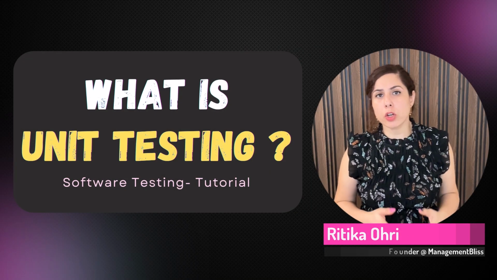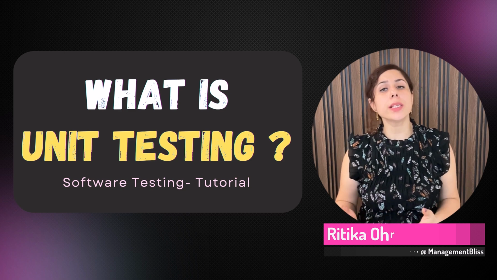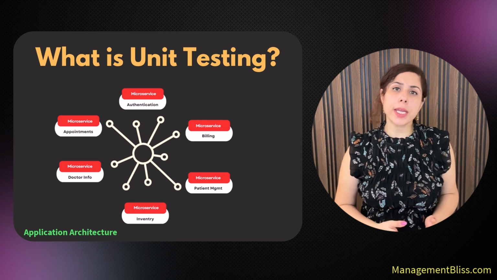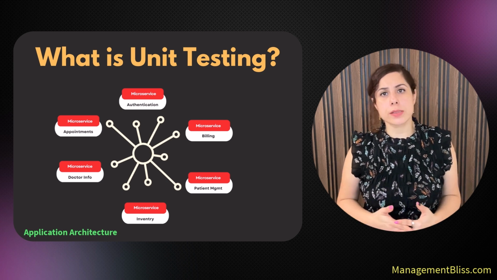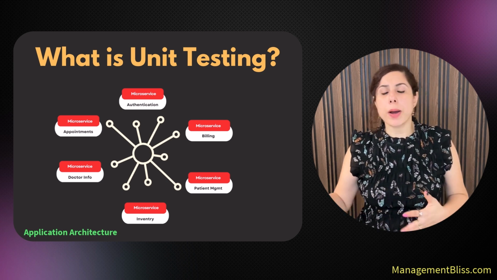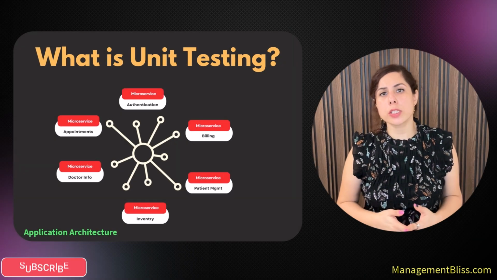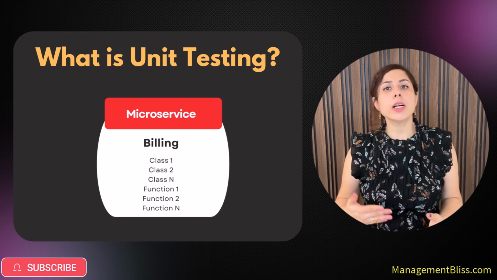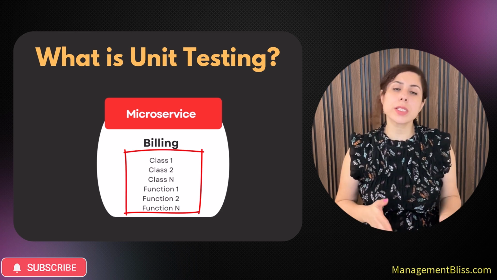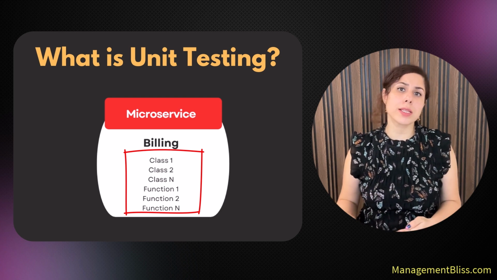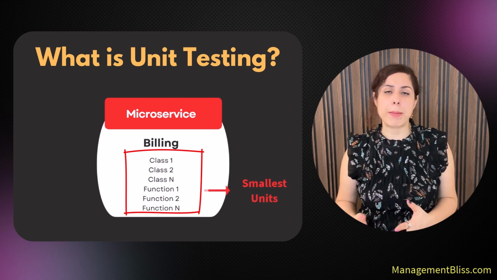Unit testing. Unit testing is the first level of software testing performed during the development phase. When we design our software, we break it into different components, which can also be different microservices in modern architectures. Inside each of these components or microservices, we have a collection of classes and functions that perform specific tasks. These tasks are also known as the smallest units of application.